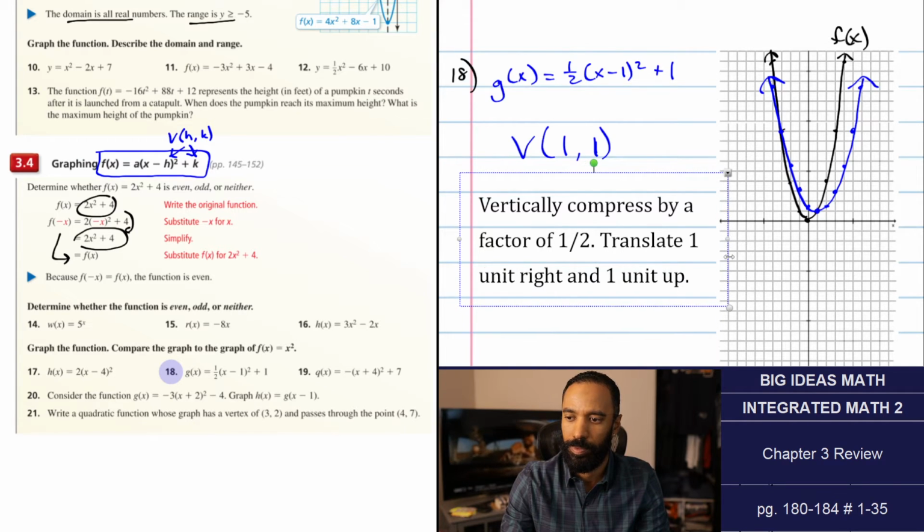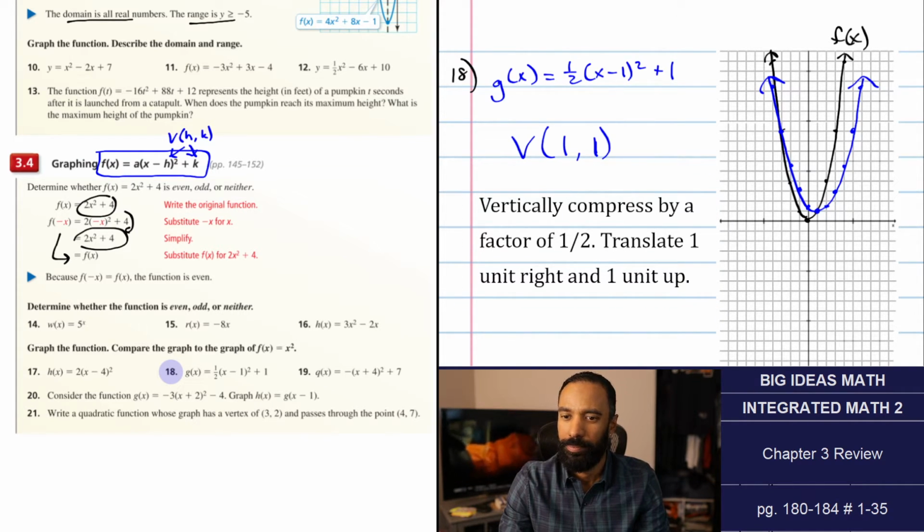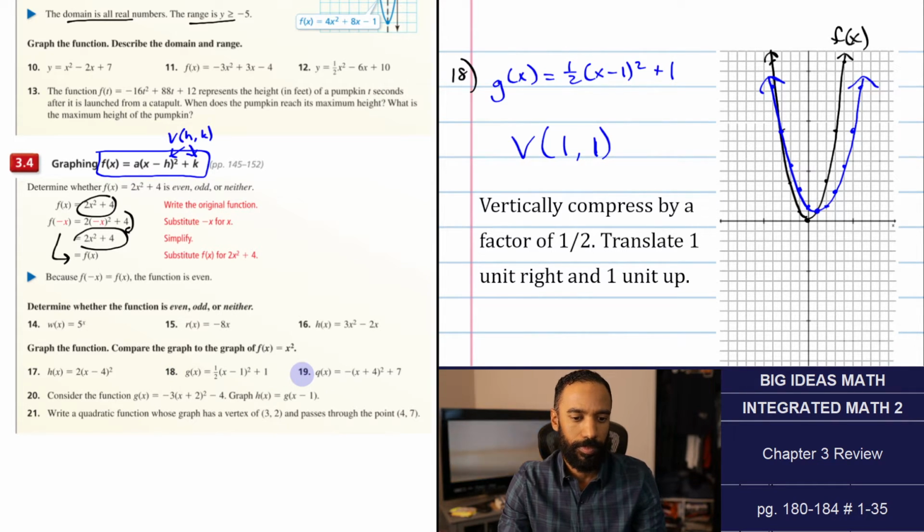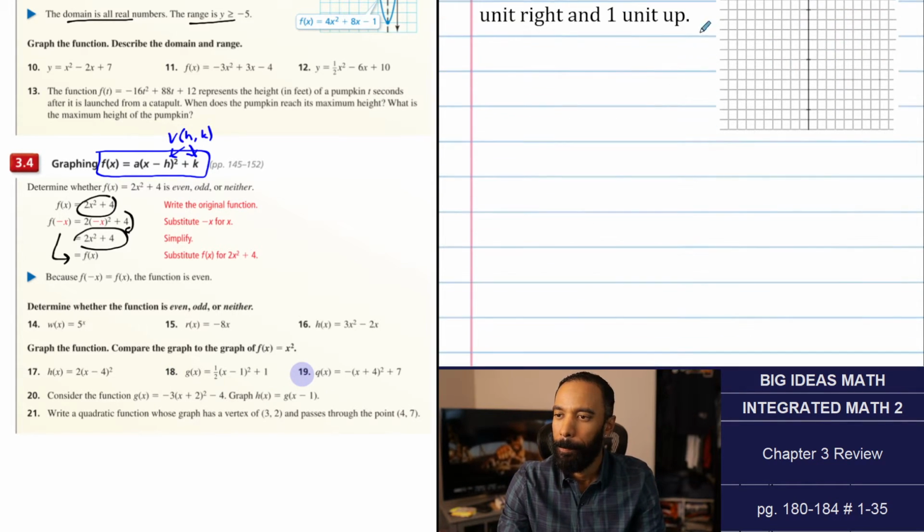There it is. Okay. Number 19, last one to graph from this set, unless I have to do some more on the bottom.